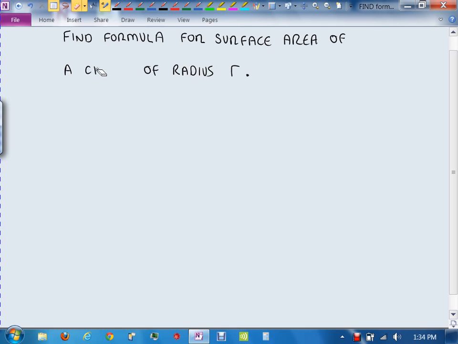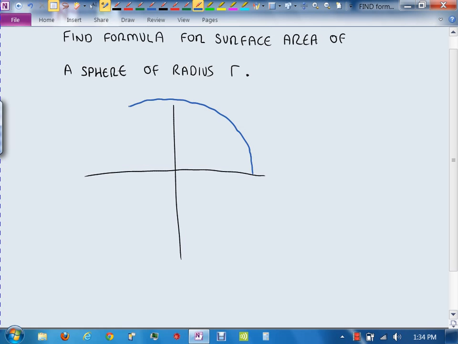So the first thing I'm going to do is just make sure we understand surface area. That's not a circle radius r. That's a sphere. Surface area of the sphere. Change that circle to sphere. So a sphere of radius r is really the same as taking half of a circle like this, right? And revolving it around the x-axis and asking for the surface area. Do you agree with that?